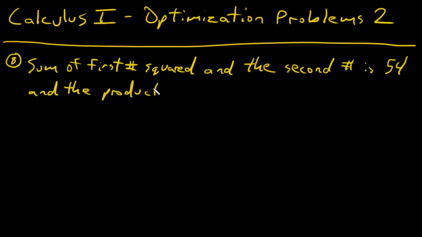Alrighty. One other little bit of information is the two numbers are positive, so that will help a little bit. Don't have to worry about doing negatives or anything. Alrighty, so the sum of the first number squared and the second number is 54, and the product is a minimum. Well, let's set that up.